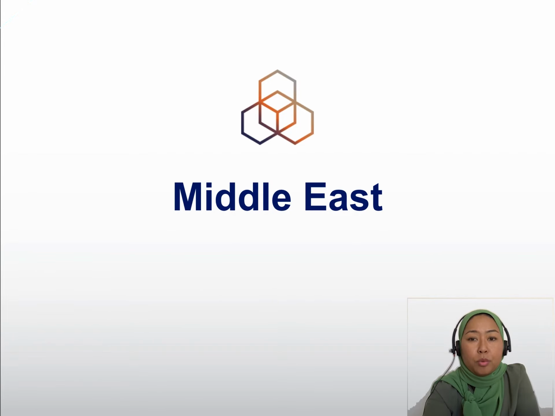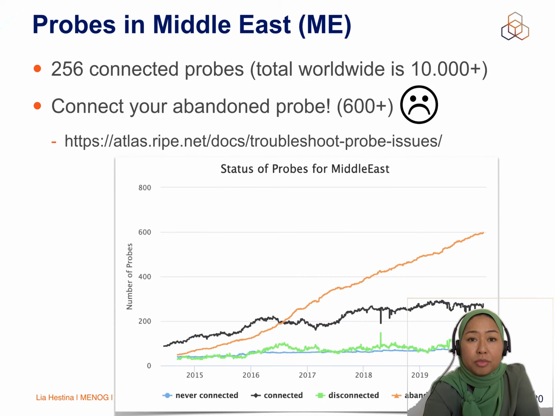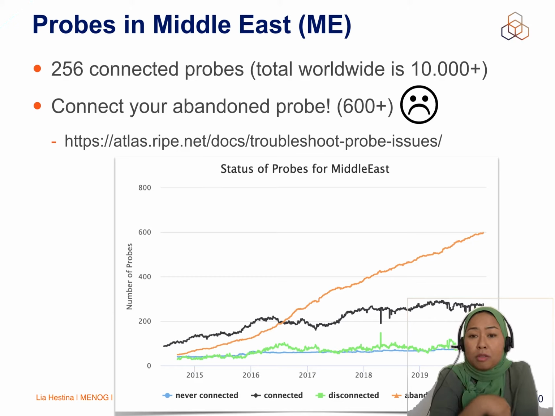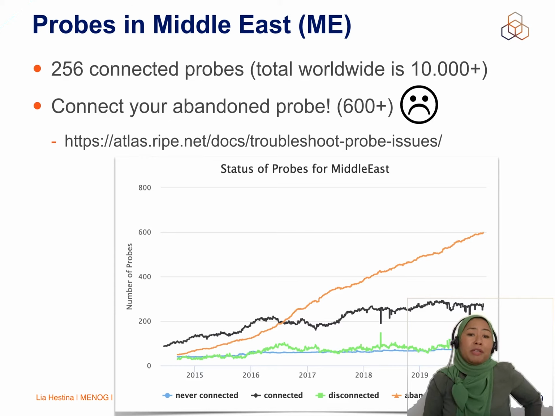And now we go to what makes the tool possible, which is the RIPE Atlas network. At the moment, we have a very low number of connected probes within the Middle East, just about 2.5% of the global number. Now the issue is not distribution, it's their connection. Most probes are disconnected and abandoned by the host. If you have a probe, please check the status, if it's connected or not, and if you have any questions, please contact us.